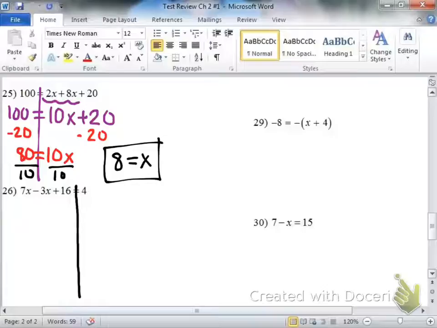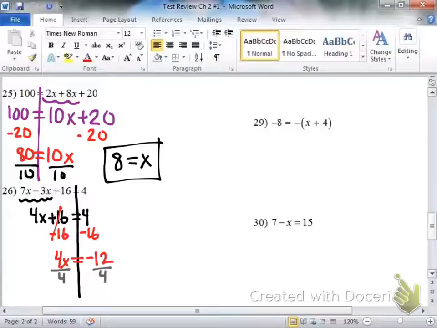Same thing here. We have x's on the same side of the equal sign, so I'm going to combine the like terms. That's 7x minus 3x, which is 4x, plus 16 equals 4. Then what? Minus the 16 from both sides of the equal sign. That's 4x equals negative 12. I want to undo the multiplying by 4, so I divide both sides by 4. That's x equals negative 3.